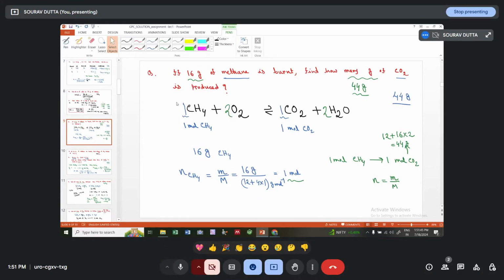The next question. If 16 gram of methane is burned, find how many gram of carbon dioxide is produced. So this is basically one kind of combustion reaction. Your hydrocarbon, methane, is basically a hydrocarbon, CH4, which reacts with aerial oxygen or is burnt with oxygen, and you will get carbon dioxide and water.